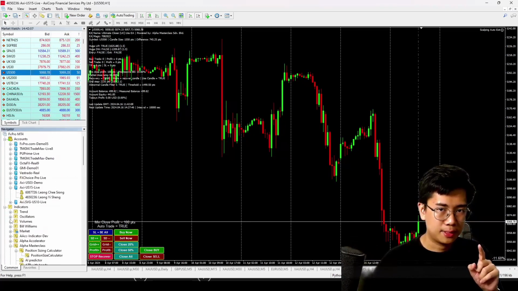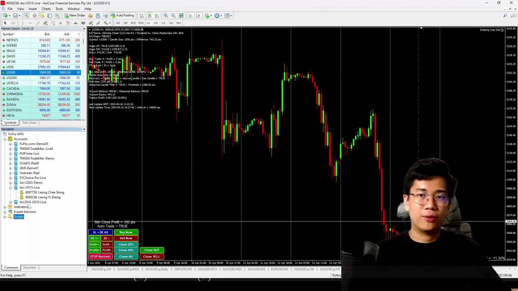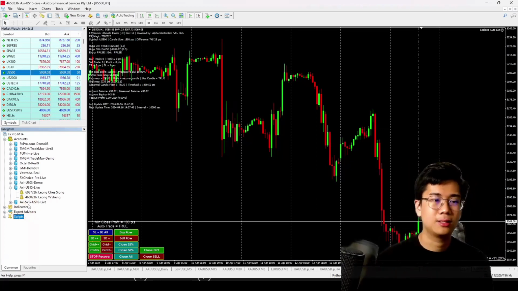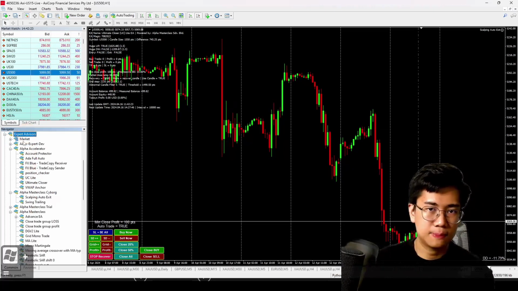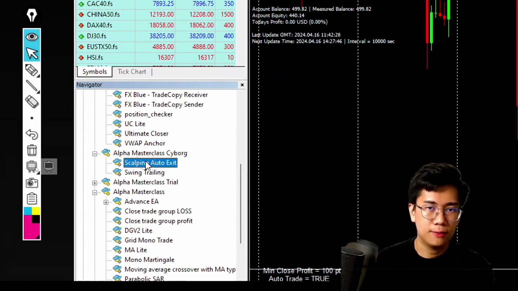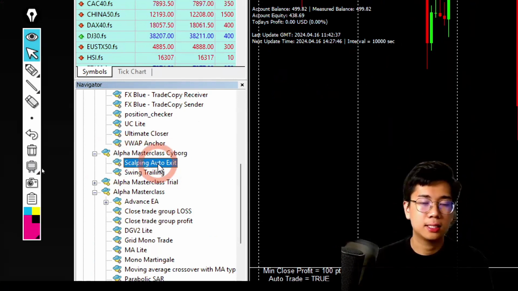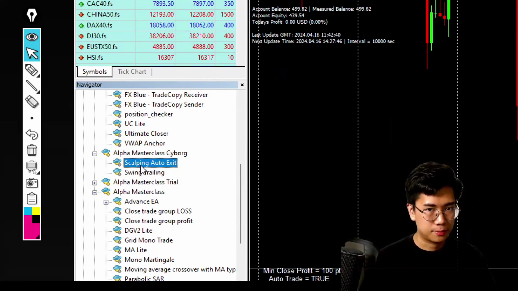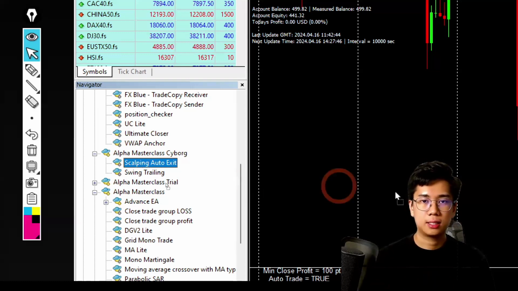So let me repeat again. In your MT4 tab, I skip through all the registration and all these things. To use the robot, it's all at the expert advisor tab. At the expert advisor tab, you can scroll down. You will find Alpha Mascas Cyborg. And then this is scalping auto exit. And this robot, you just drag and drop into the chart.